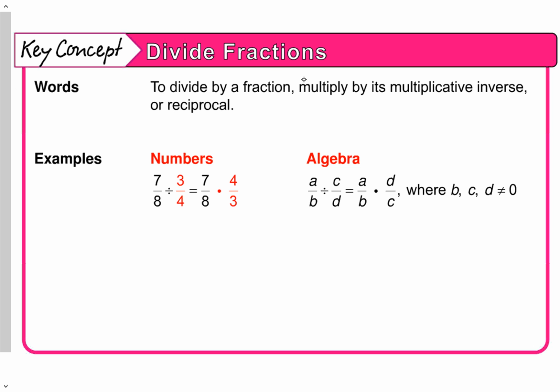Key concept: divide fractions. To divide a fraction, multiply it by its multiplicative inverse, or reciprocal. So what that basically means is, if you have a division problem such as this, 7/8 divided by 3/4, you're going to change the division problem into a multiplication problem. So the first number will stay the same, division will turn into multiplication, and you turn the second fraction into its reciprocal. Okay, so all you're taking is the fraction and you're flipping it.